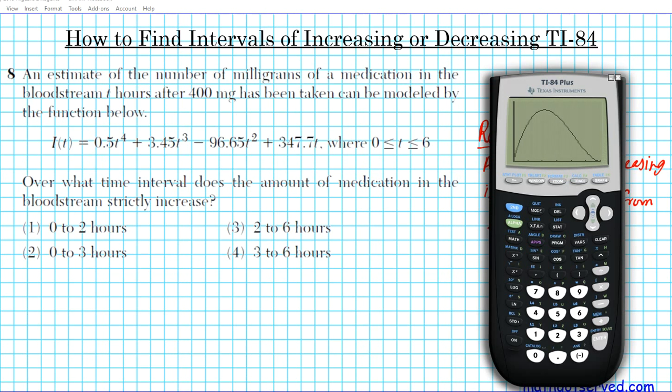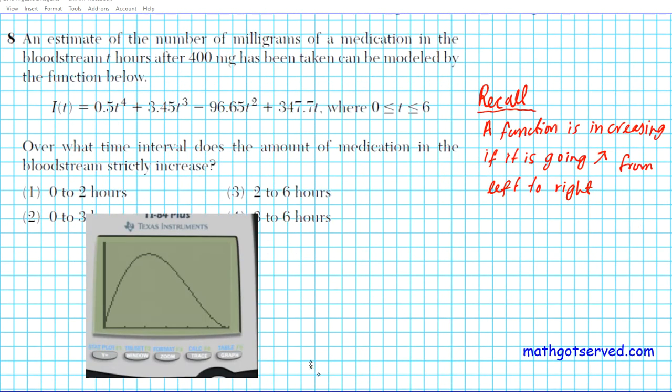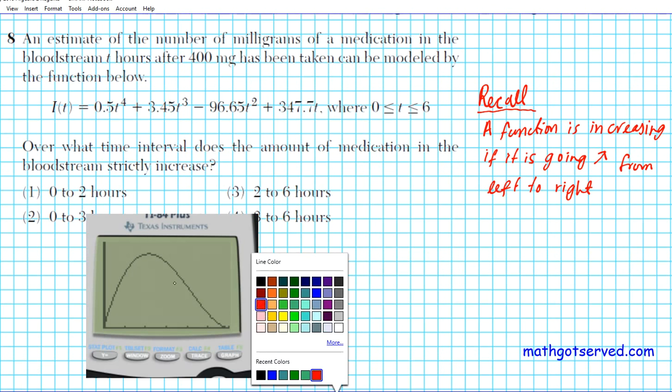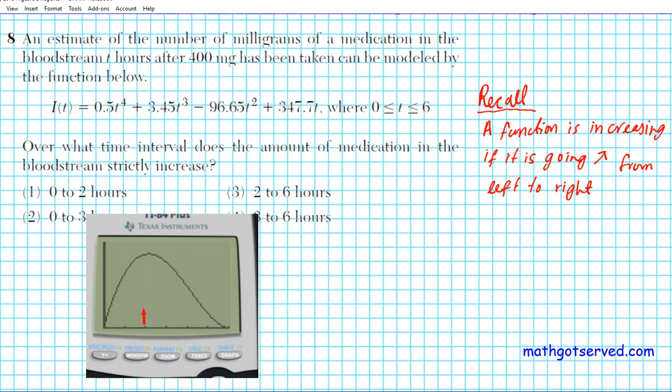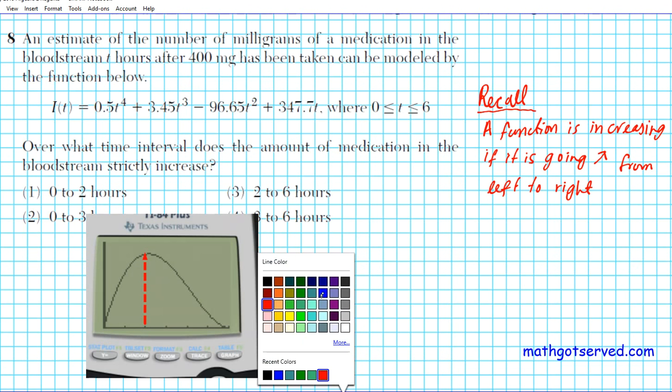So I'm going to make a snapshot of the graph. If you look at the graph right here, this is the peak, and we can see if we trace, we're looking at 2, because if you look at the options that we have right here, we have from 0 to 2, 0 to 3, 2 to 6, 3 to 6. The best choice to indicate where it's increasing is from around 0 to 2, slightly past 2, but considering the options that we have, we know that the function is increasing on that interval.